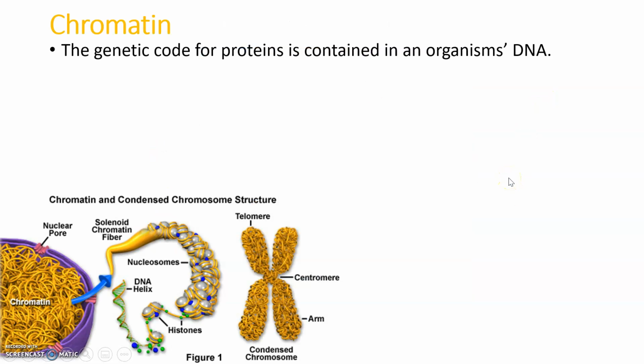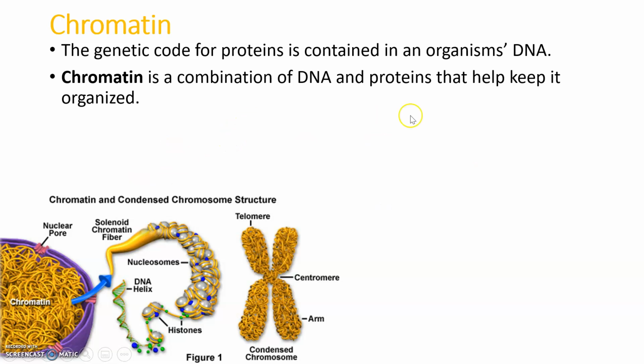So starting off at the beginning here, the genetic code, the instructions for proteins, are contained in an organism's DNA. And if you recall, proteins are doing all the work of the cell. They're what give you your brown hair, or your blonde hair, or your black hair. They're what give you your eye color. So proteins really have a lot to do with the outcome of the cell and eventually the outcome of the entire individual. So the instructions for those proteins come from an organism's DNA, and we call that chromatin.